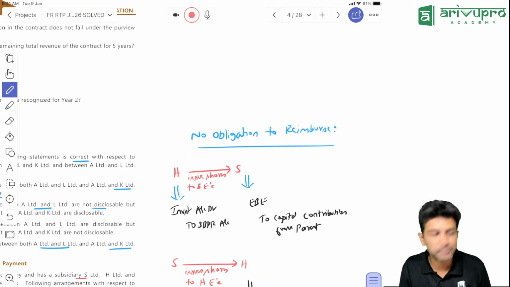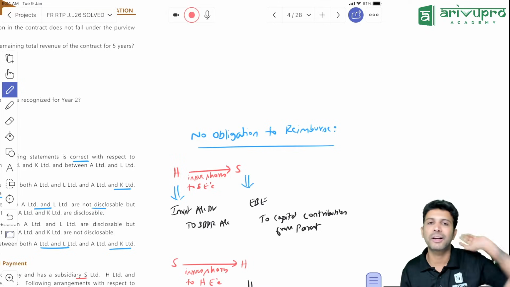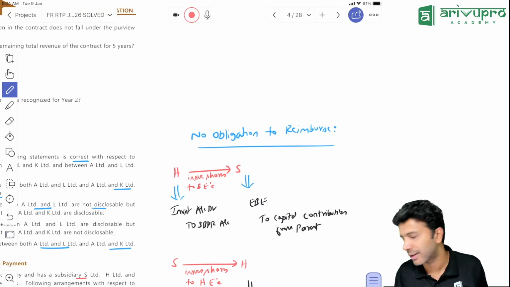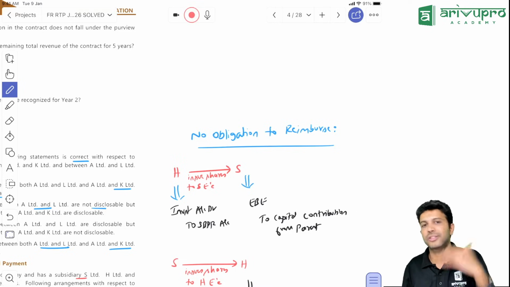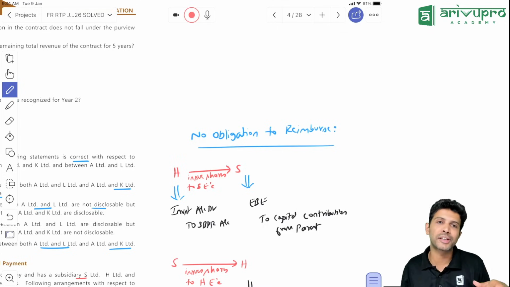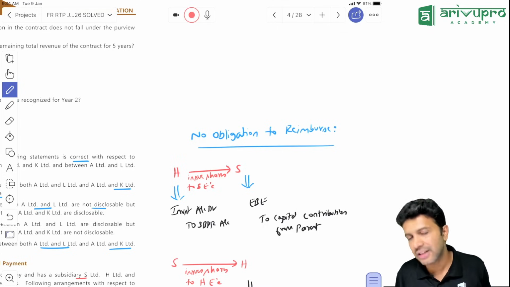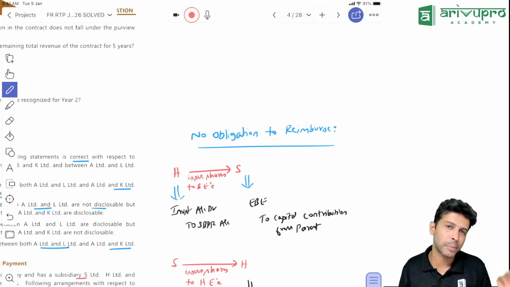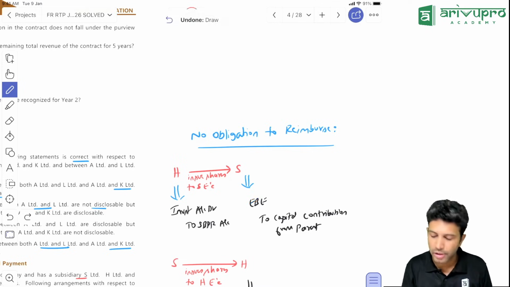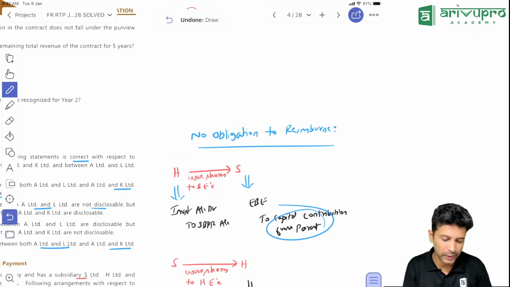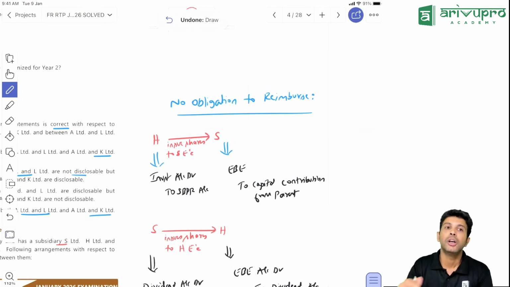What about the subsidiary? They have received service. So they'll pass the entry employee benefit expense account debit. They can't credit SBPR because the subsidiary is not giving shares. But who is giving shares? Parent. So the subsidiary will treat this as a capital contribution from the parent. So the entry will be employee benefit expense to capital contribution from parent, basically other equity. This entry will pass. This is one case.